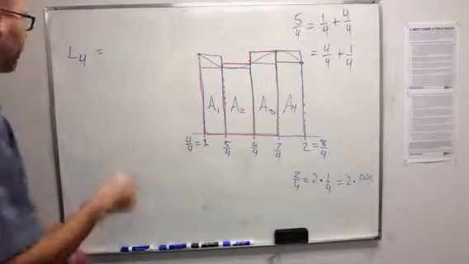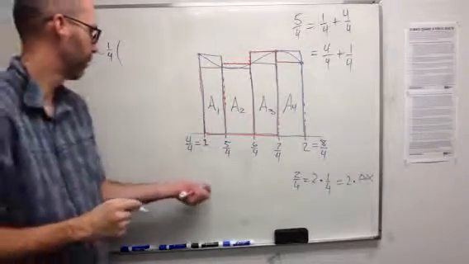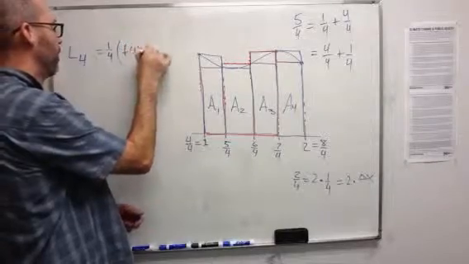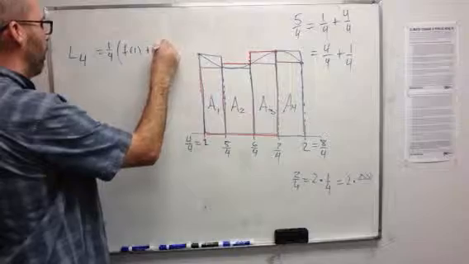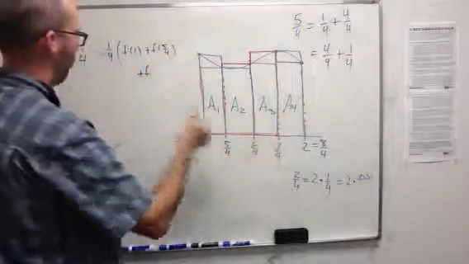And so L4, again, is 1/4 times f of the leftmost endpoints. So here we have f of 1 plus f of 5/4 plus f of 6/4 plus f of 7/4.